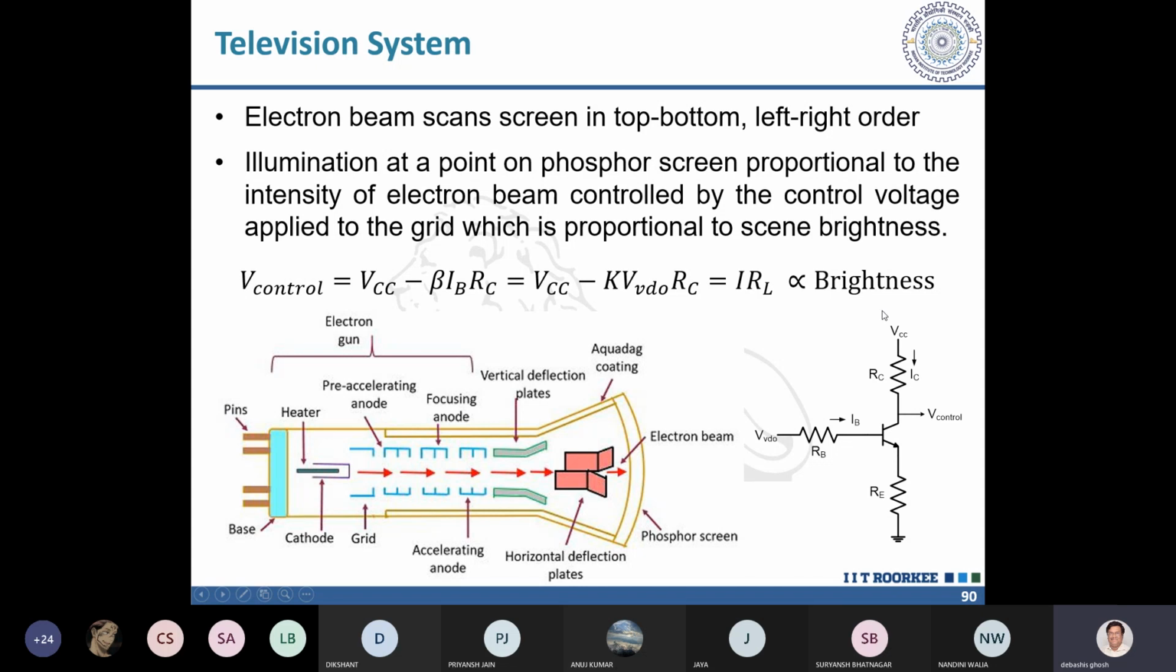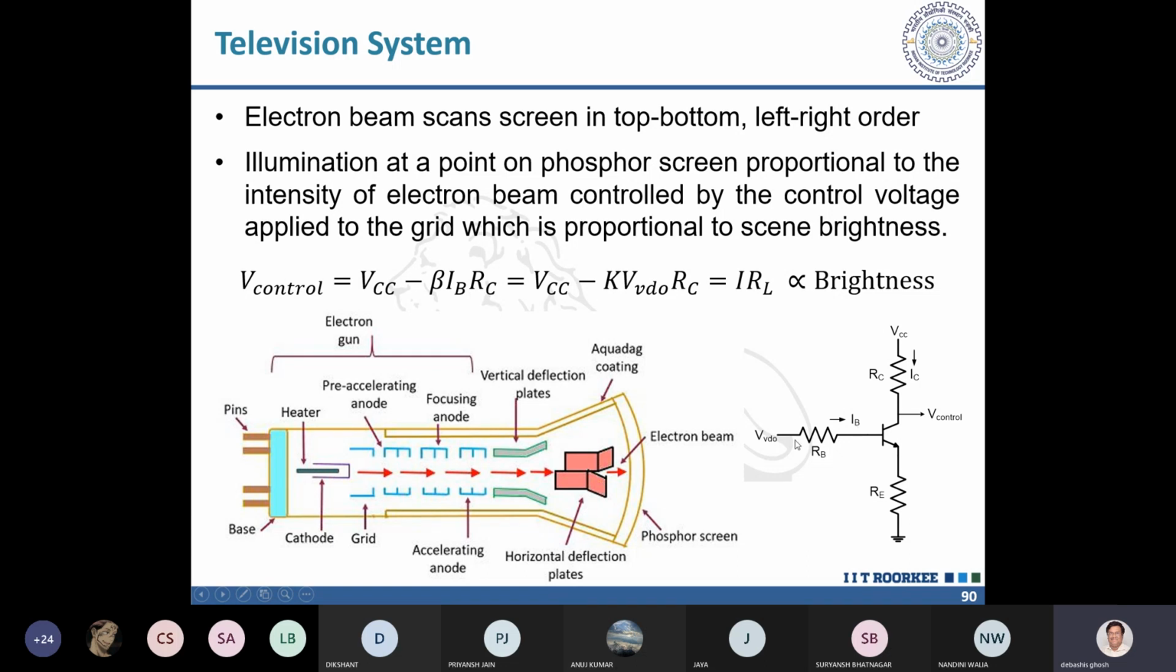If you apply the video signal that you have received to this transistor amplifier, then you see your output V control that you take from here. That V control will be equal to VCC minus ICRC. IC is equal to beta into IB. You know all these things. So it becomes VCC minus beta IB RC.